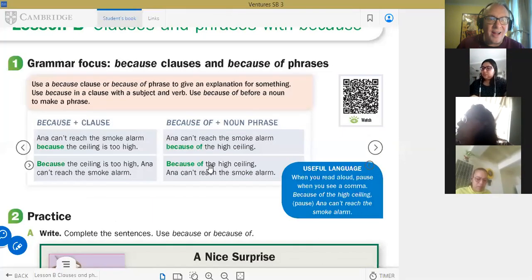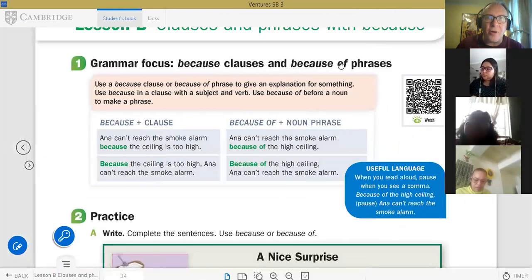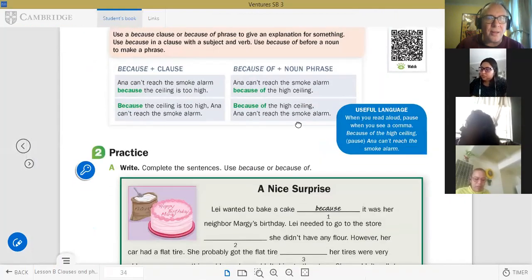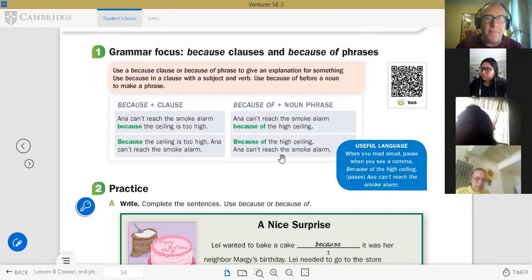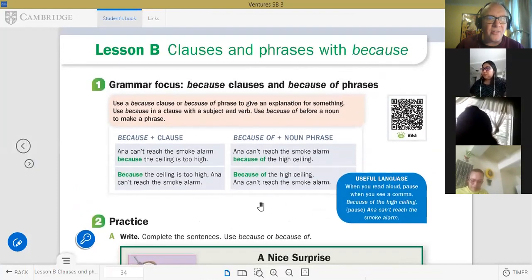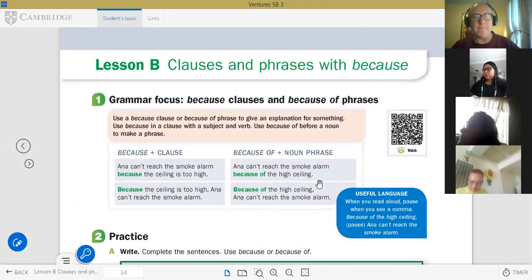Workbook? It's the green book. Is it the workbook or the other one? The student book, the green one. Oh, the student book. Okay. It's going to be page 34.